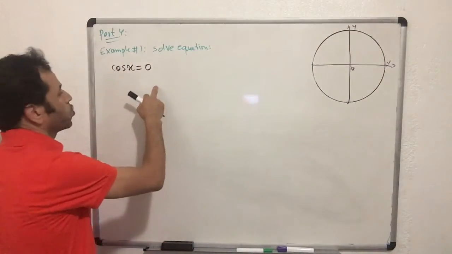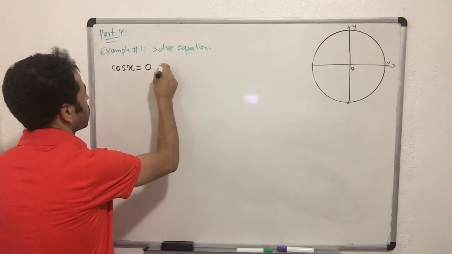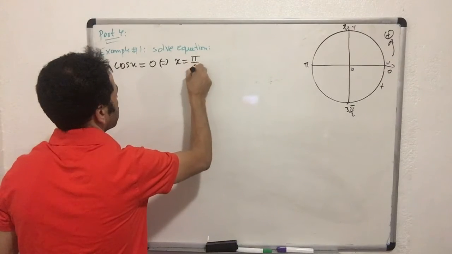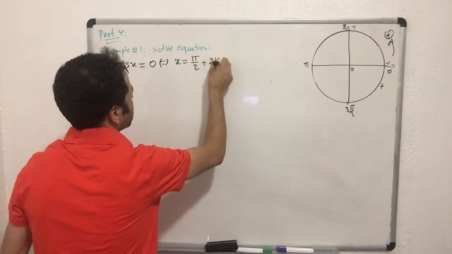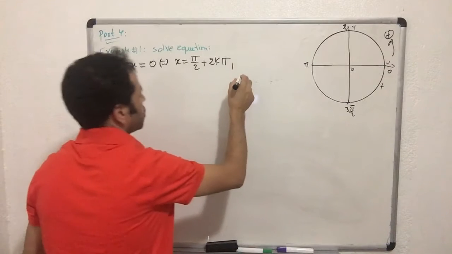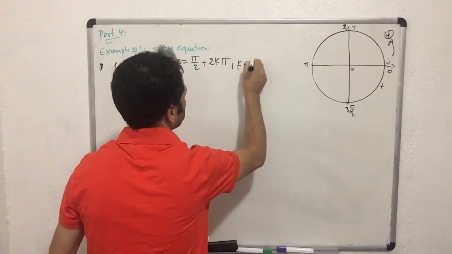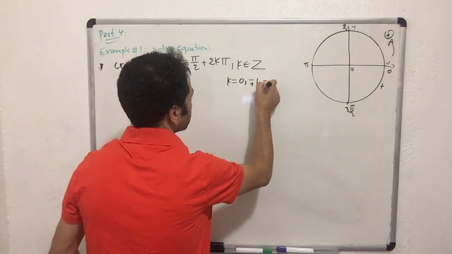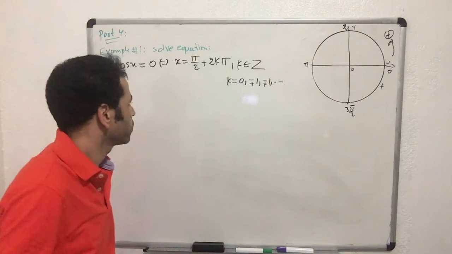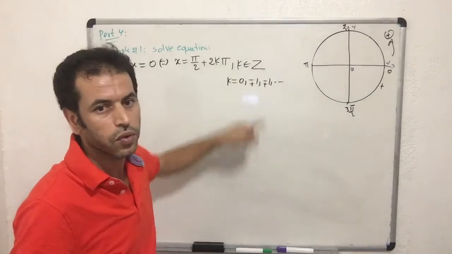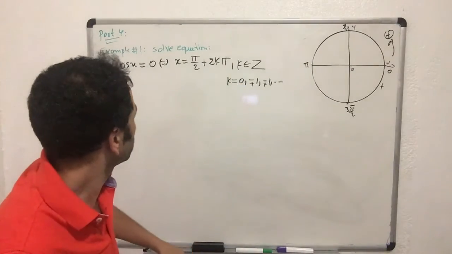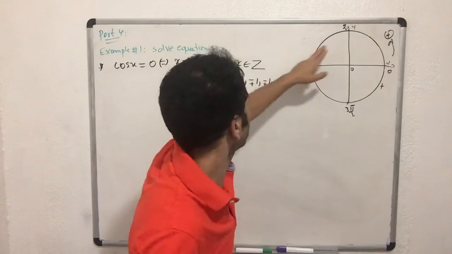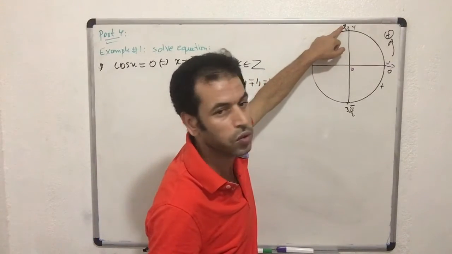We have cosine x equal to 0. So this is equivalent to x equal to pi over 2 plus 2k pi, where k is an integer, and so on. K could be positive or negative. So let's put this solution on the unit circle. As you see here, cosine x equal to 0, that means cosine pi over 2 equal to 0.